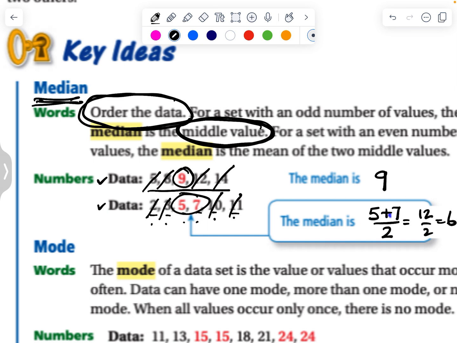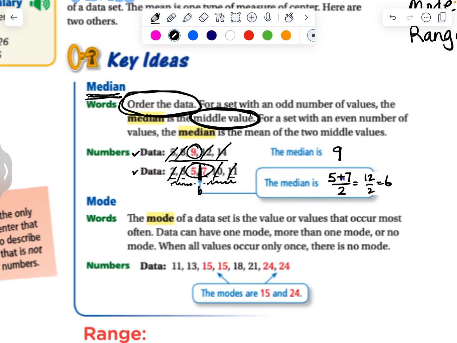If I put a 6 here, notice there are 3 numbers smaller than 6 and 3 numbers bigger than 6. That means 6 is in the middle, so the median is 6. All right, we're going to practice that some more, so you will see it again.